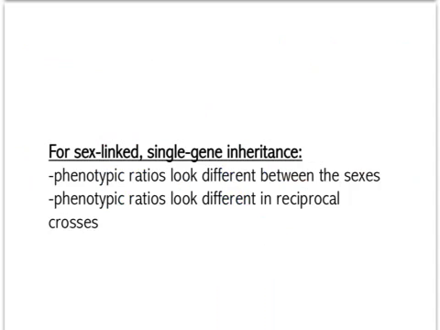So here is the general rule. Number 1, for sex-linked single-gene inheritance, phenotypic ratios will look different between the sexes, which you just saw. And number 2, phenotypic ratios look different in reciprocal crosses. So again, what I mean by that is in one cross you did red-eyed male, white-eyed female. In the other cross you flipped the phenotypes between the sexes, white-eyed male, red-eyed female. So the ratios ended up different depending on which cross you were doing.